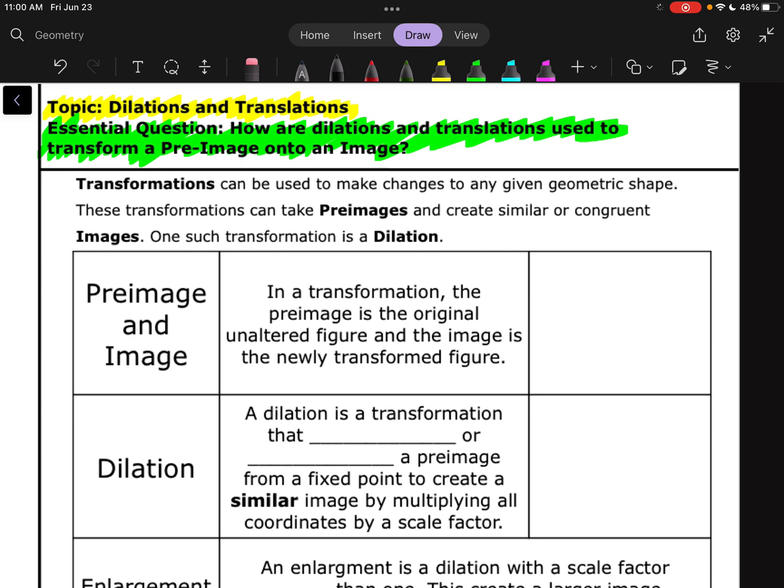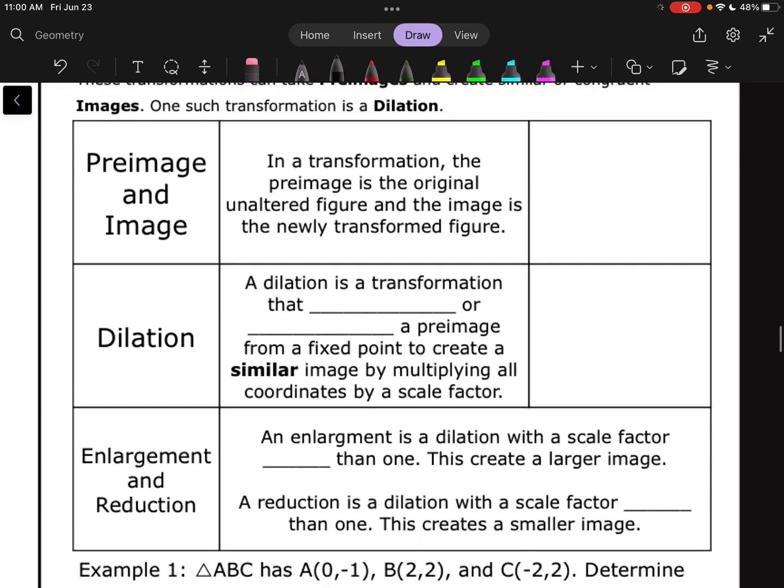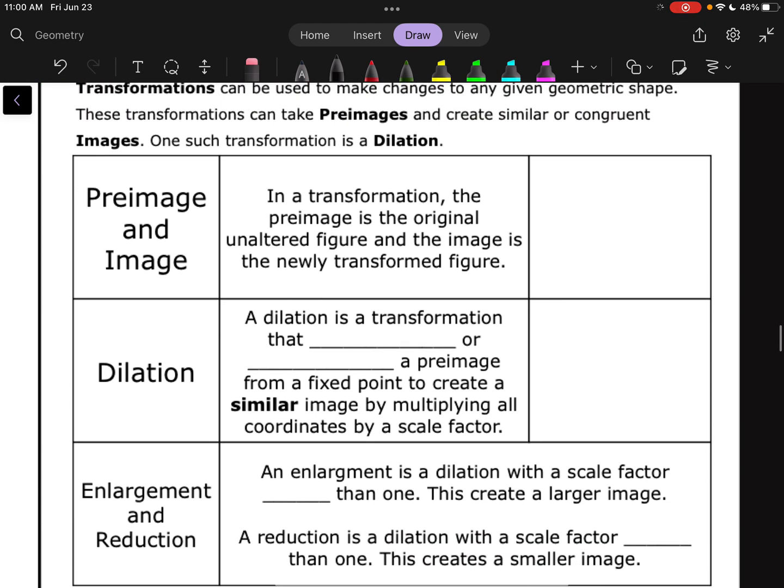So transformations. Transformations can be used to make changes to any given geometric shape. These transformations can take pre-images and create similar or congruent images. One such transformation is a dilation. So dilation is the first one that we're going to be looking at here. I mentioned these words pre-image and image. In transformation, the pre-image is the original unaltered figure, and the image is the newly transformed figure.